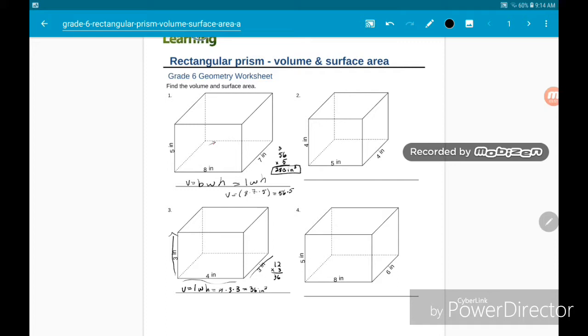We do have a problem though. They ask for volume, but they also ask for surface area. That's a little more complicated.